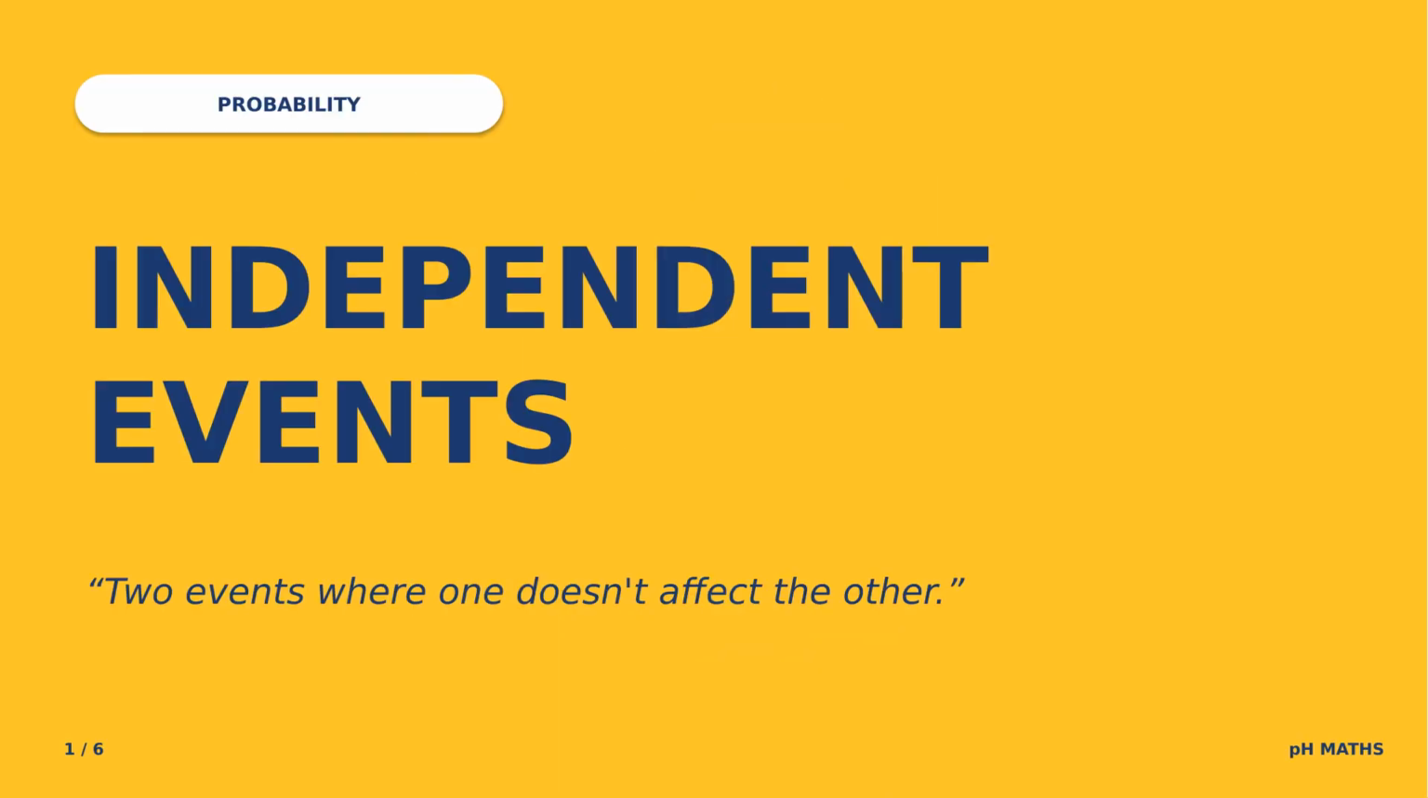Hello and welcome to PH Maths. Today's explainer is independent events. Two events where one doesn't affect the other. By the end of this video, you'll know the multiplication rule and the trap of treating dependent events as independent.